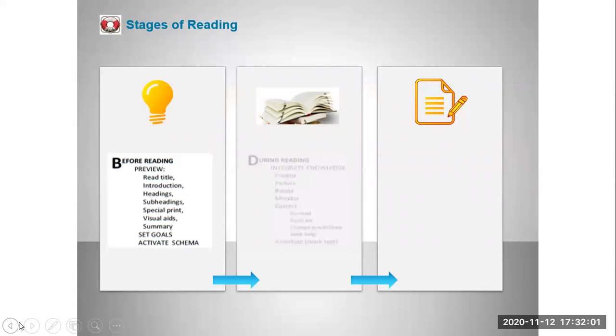Now, during reading, that's when you activate all that knowledge and predict, like you'll read something and go, I wonder why they're mentioning this. Is it important? Is it not important? I don't know. Let's just keep going and maybe I'll get that answer later. But you're thinking through it as you're reading.